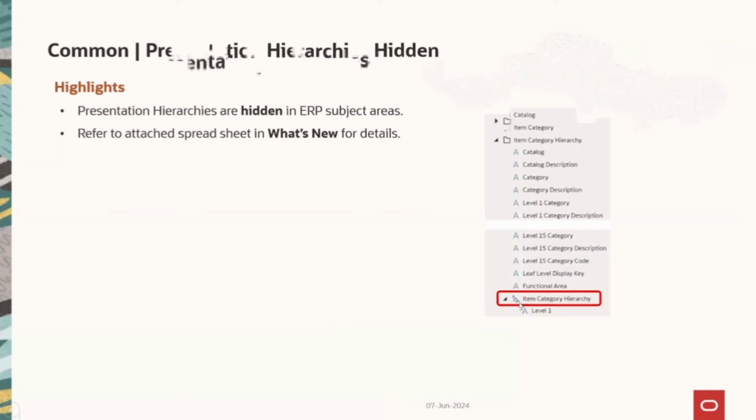And which hierarchies got impacted, that is available in the What's New documentation. There is an attachment available. Please refer to it for the details.